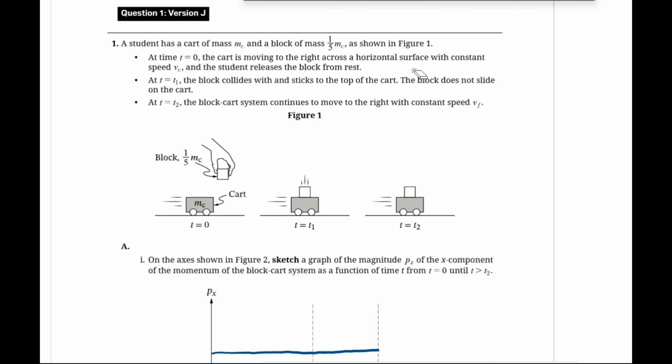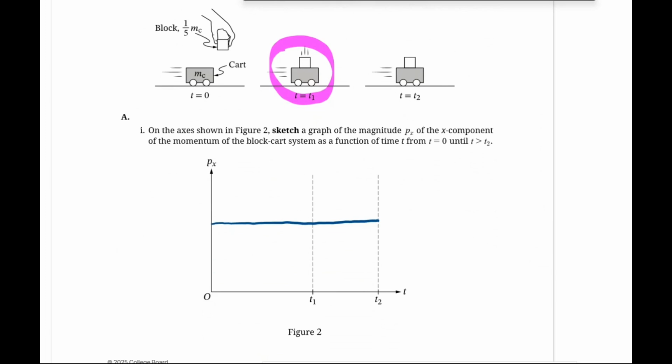At t equals t1, our middle picture over here, the block that has a mass of 1/5 MC is dropped onto it, and it does not slide on the cart. And then at the final time, t equals t2, the block cart system continues to move to the right with a constant speed, Vf. So we know it is a block cart system. Moving to part A, it says on the axes shown in figure 2, sketch a graph of the magnitude Px of the x component of the momentum of the block cart system as a function of time from t equals 0 until t is greater than t2.